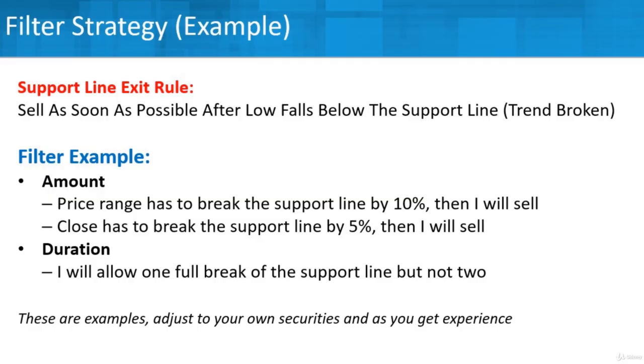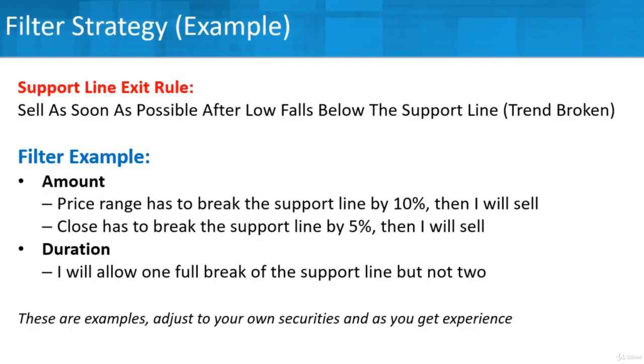So you're not selling exactly at that point. You're trying to give yourself a little bit more to see if it might be a false or temporary breakout. So a way you could do that is to say, okay, I know the support line exit rule says I should sell as soon as it breaks that support line. But I'm going to have an amount type rule, something like, I'm going to say the price range has to break the support line by 10%, then I will sell. So it's not simply enough that it breaks it, it's got to do it significantly, by 10%.